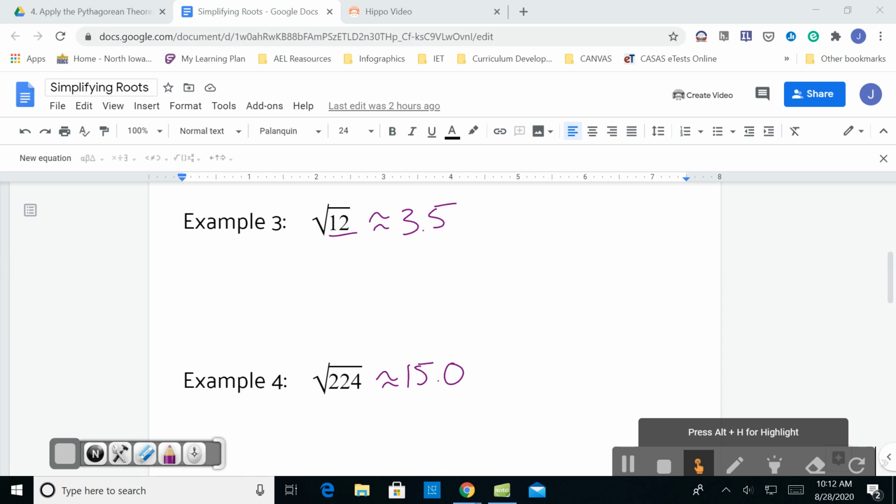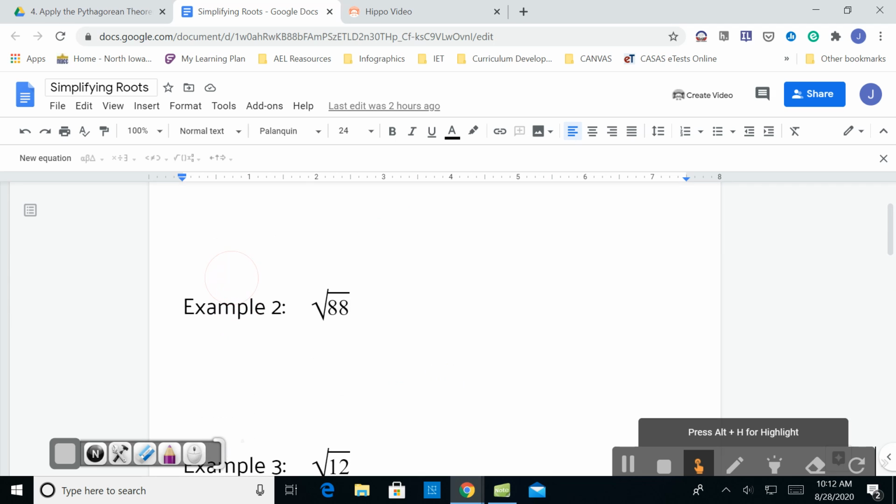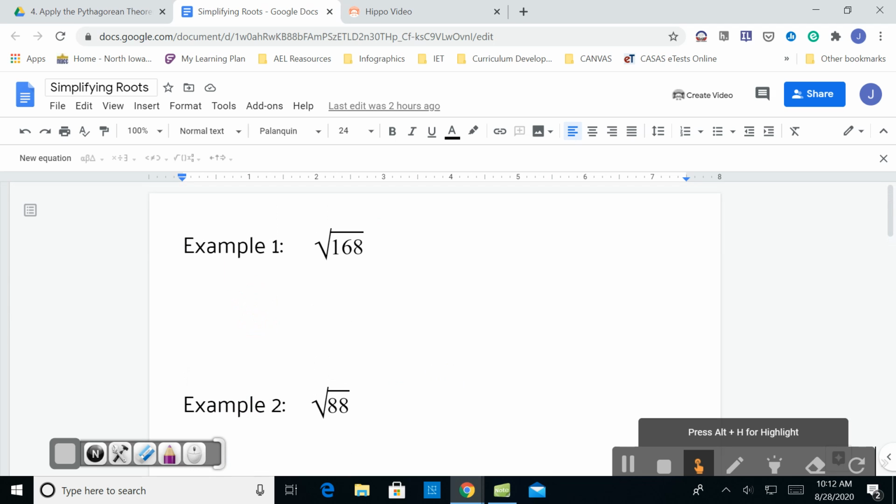But what if we wanted to know the exact answer? Remember, the exact answer is a simplified version of this that we use prime factorization to find, but we don't round it. We just leave it as some number times the square root of another number.